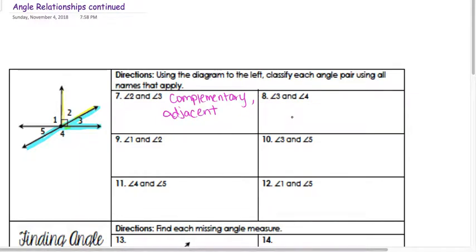Okay, so the first thing that I noticed when I tried to give you all a little hint was I drew this line straight across to let you know that that's 180 degrees. All right, so it's going to be supplementary. And then, is there a side that we need to include on that? Yes, right here, right? So that would also make it adjacent.